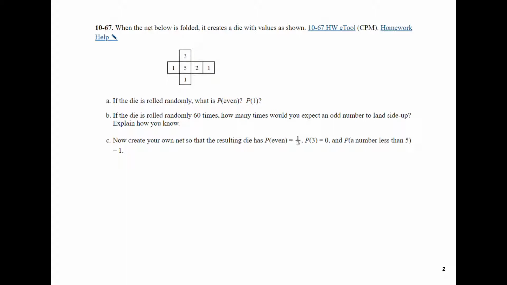1067. When the net below is folded, it creates a die with values as shown. If the die is rolled randomly, what is the probability that we will receive an even number? So looking at our die, we have one even number out of a total of 6. So the probability would be 1 out of 6 chances. The probability of drawing a 1: there are 3 ones and there are 6 total sides to our die, so it would be a 50% chance, or the probability would be 1/2.